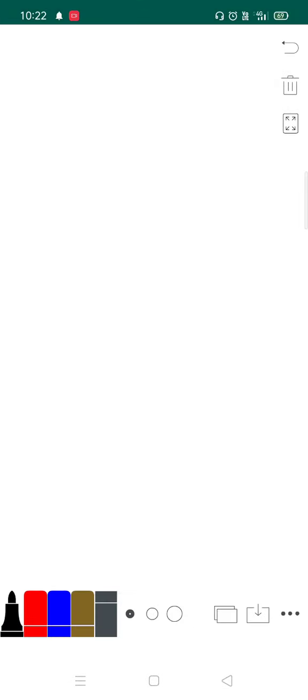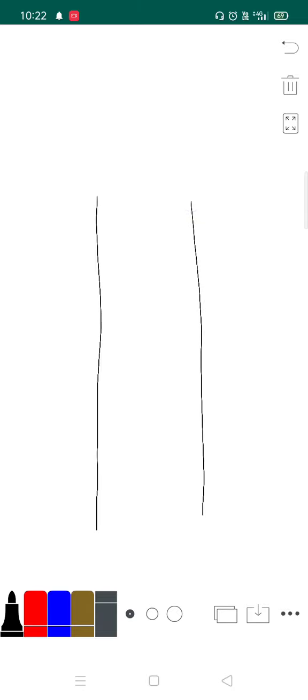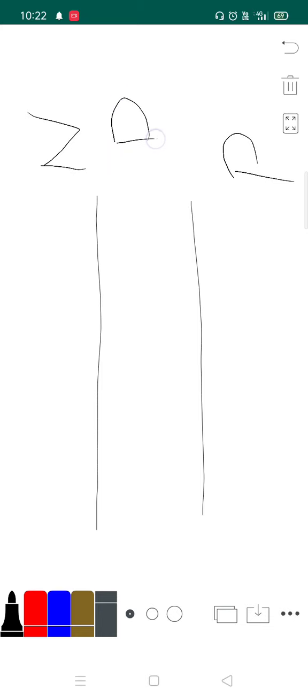Okay, so this is the n region, this is the p region. In between the n region and p region, the depletion region is formed. There is a high concentration of electrons, but the positive charge indicates the holes.